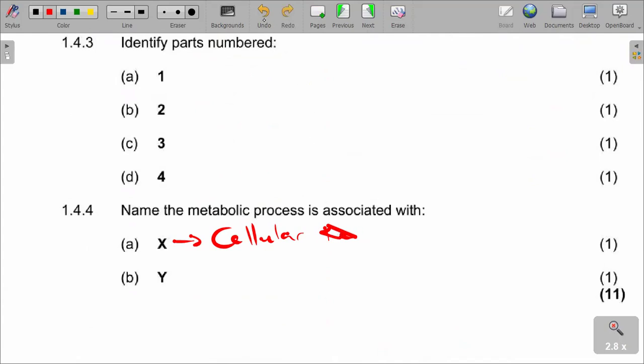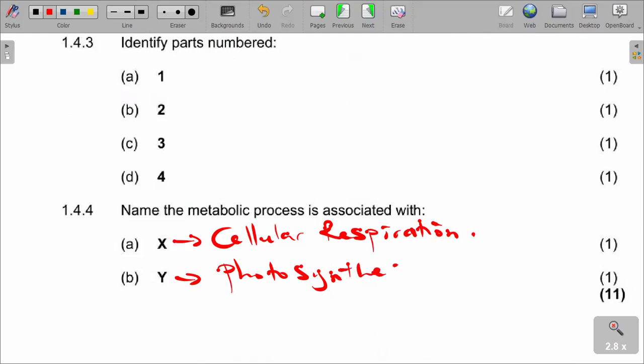Cellular respiration is actually facilitated through the mitochondria. And of course, Y is the chloroplast. That is the one that facilitates the production of plant food, photosynthesis. Photosynthesis occurs through the chloroplast. That is where plant food is manufactured.